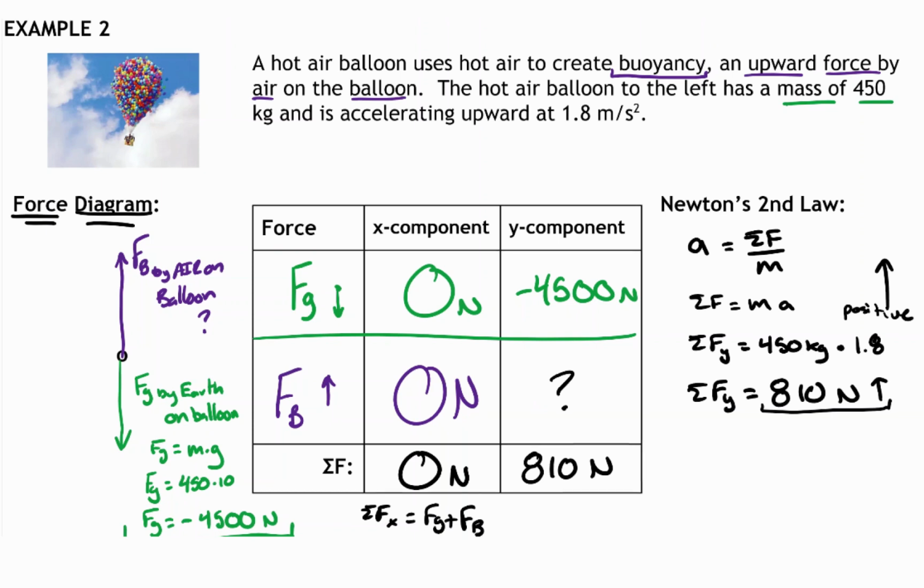In order to figure out the buoyant force, we can use the net force equation. The net force in the y direction is the force of gravity plus the buoyant force. 810 equals negative 4,500 newtons plus the buoyant force. So our buoyant force must be 5,310 newtons.